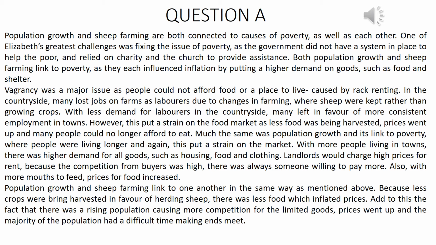Vagrancy was a major issue as people could not afford food or a place to live, caused by rack renting. In the countryside, many lost jobs on farms as laborers due to changes in farming, where sheep were kept rather than growing crops. With less demand for laborers in the countryside, many left in favor of more consistent employment in towns. However, this put a strain on the food market as less food was being harvested, prices went up and many people could no longer afford to eat.